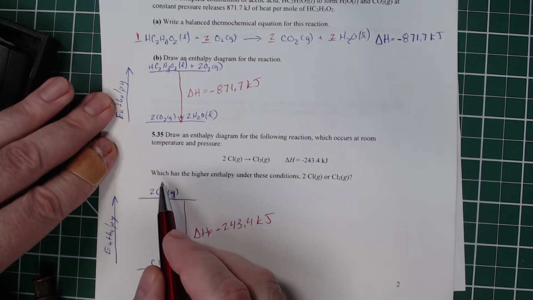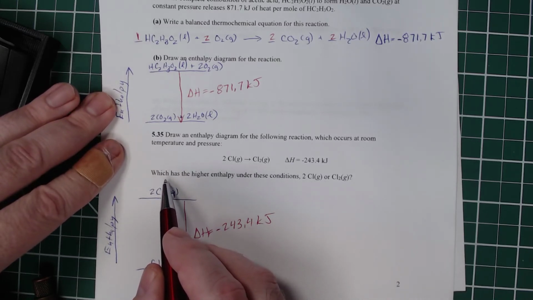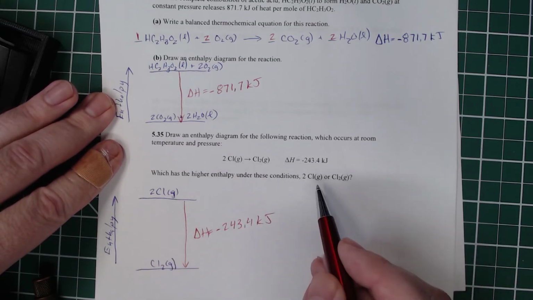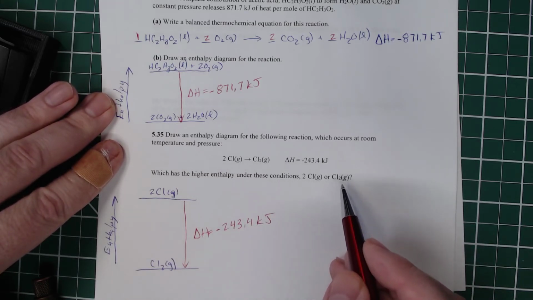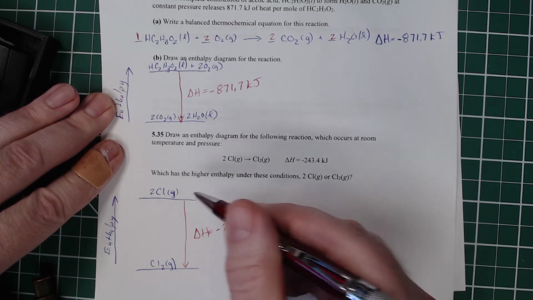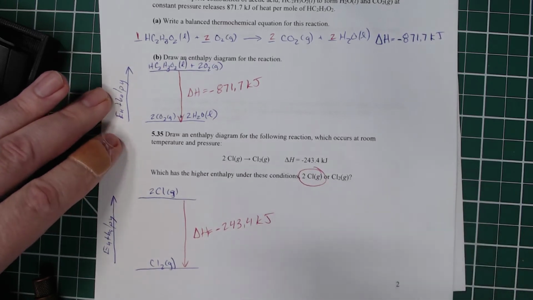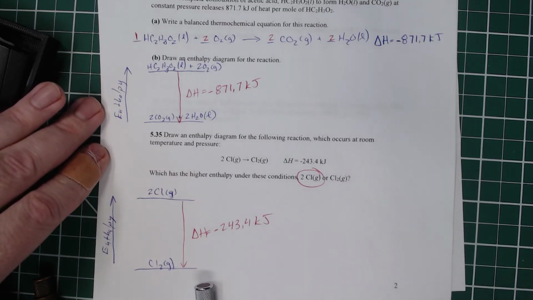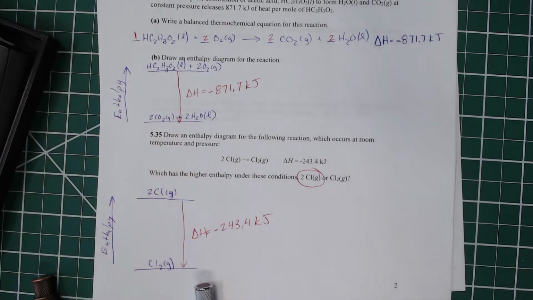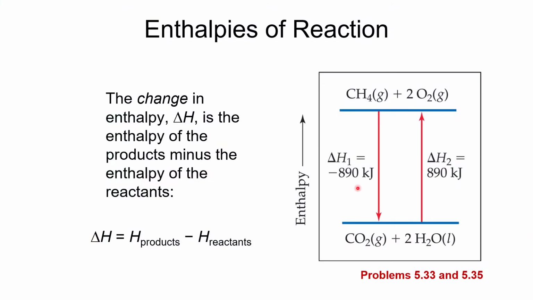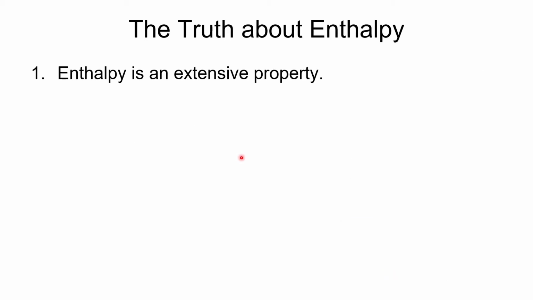Once we've done the enthalpy diagram, answering this part of the question is really easy. Which has the higher enthalpy under these conditions, the 2Cl or the Cl2? Well, clearly it's the one that's higher up, so the 2Cl will have the higher enthalpy. Now that we have done the enthalpies of reaction, we want to talk a little bit more about enthalpy and some of the important things you need to remember when we're discussing enthalpy.